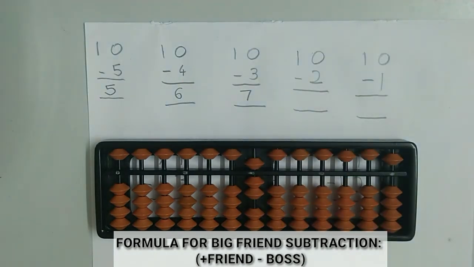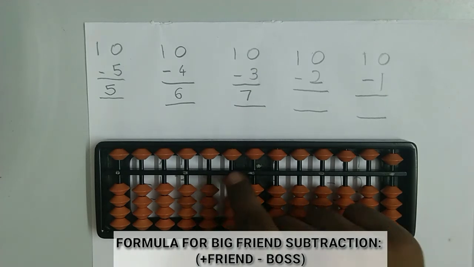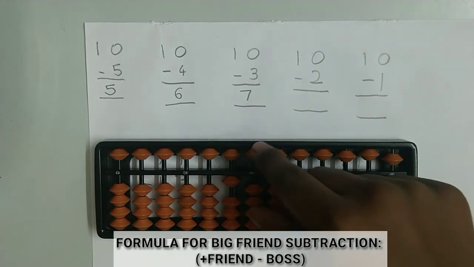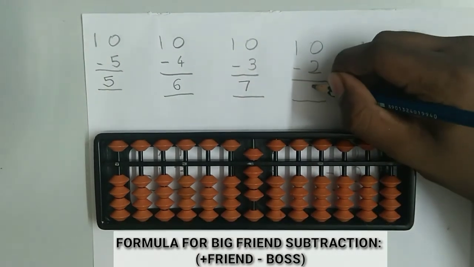Let's try the next example, which is 10 minus 2. First we have to represent 10 on the abacus and subtract 2. The friend of 2 is 8. So we add 8 and subtract the boss, which is 10. So 10 minus 2 is 8.